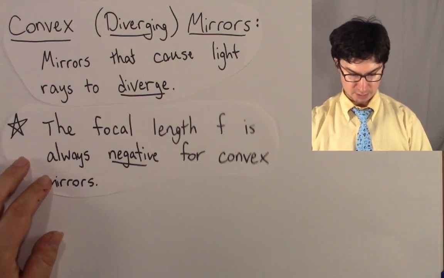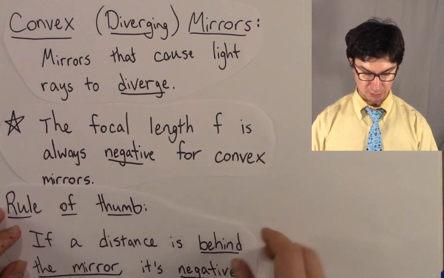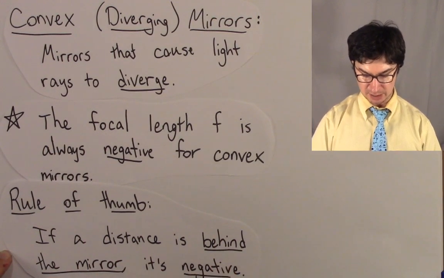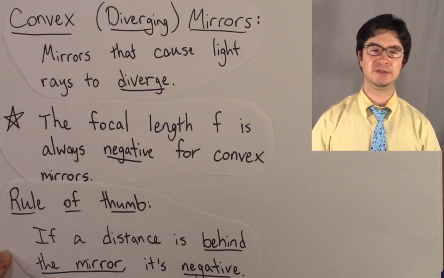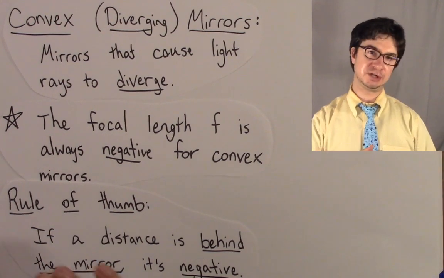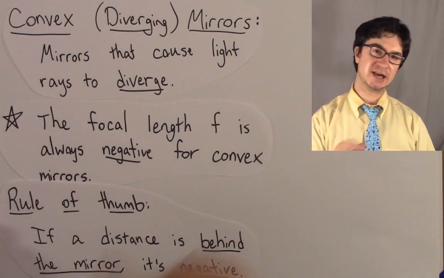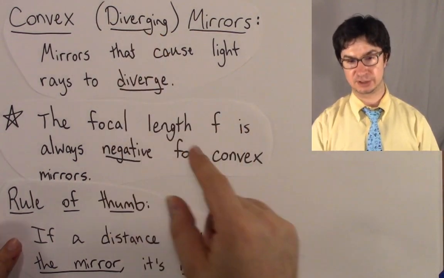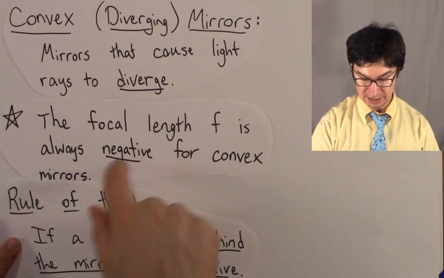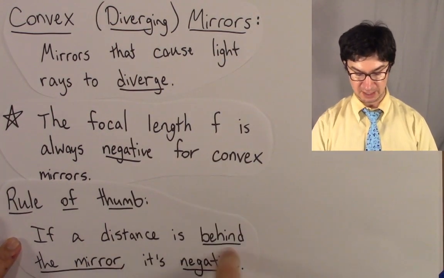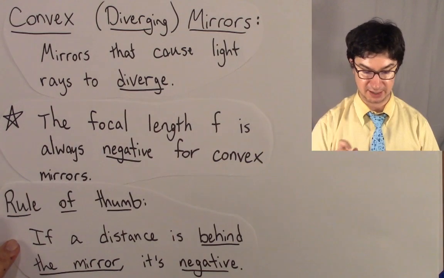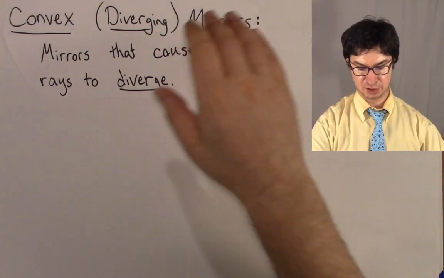And the rule of thumb for distances with mirrors can be summarized as follows. If a distance is behind the mirror, it's negative. So just like we saw in the previous example where we had the image behind the mirror, that had a negative image distance. And so if this focal point, as it's going to be for this diverging mirror, is behind the mirror, that is going to be a negative distance. The focal length is always negative for a convex mirror because, as you'll see, the focal length is behind the mirror. Okay, so let's look at an example of a convex or a diverging mirror.